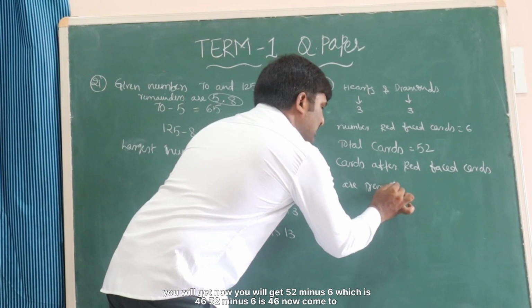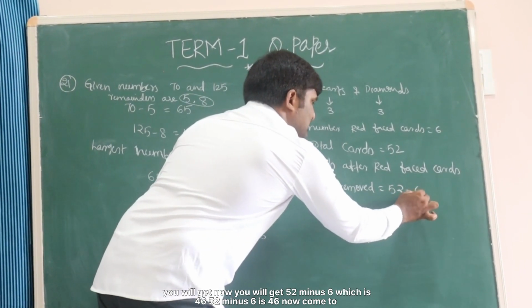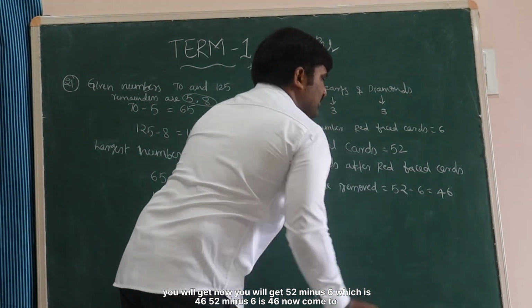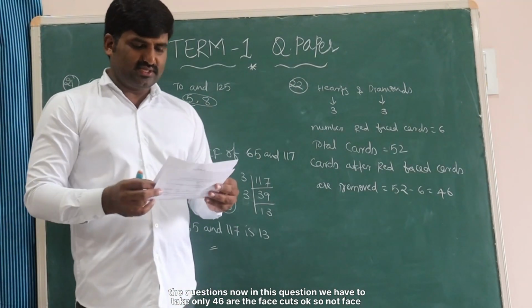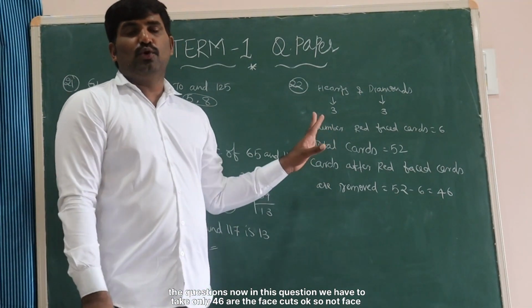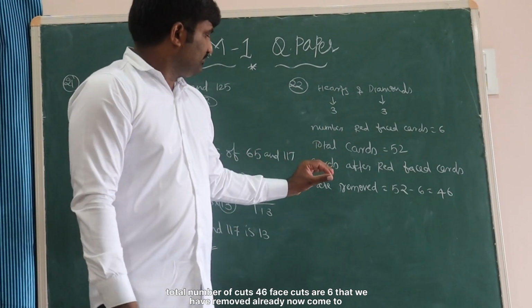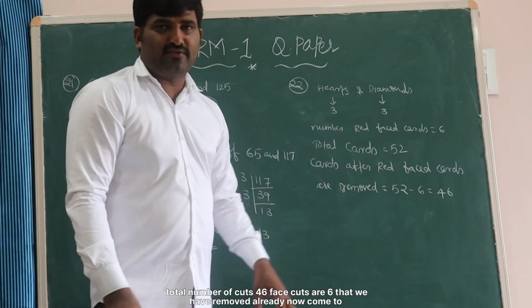How many cards will you get now? You will get 52 minus 6, which is 46. Now come to the questions. In this question we have to take only 46 cards. So not faced cards, total number of cards is 46. Faced cards are 6 that we have removed already.